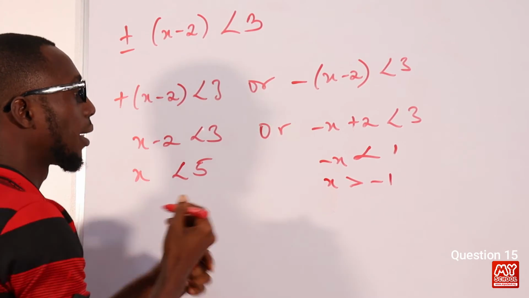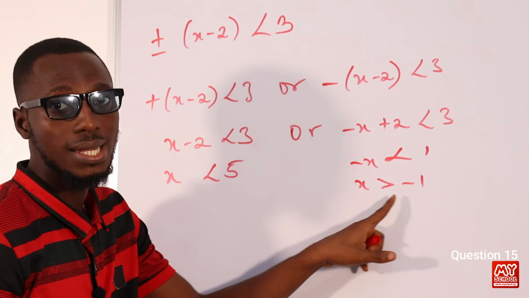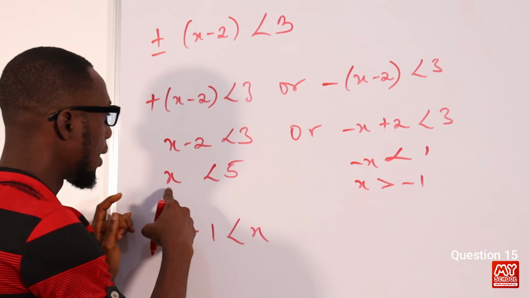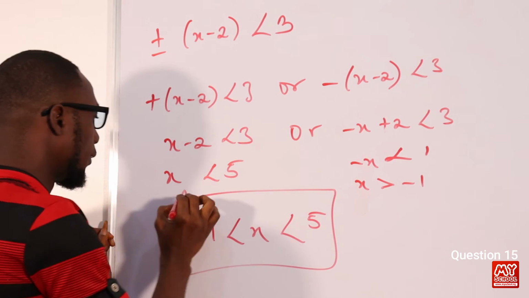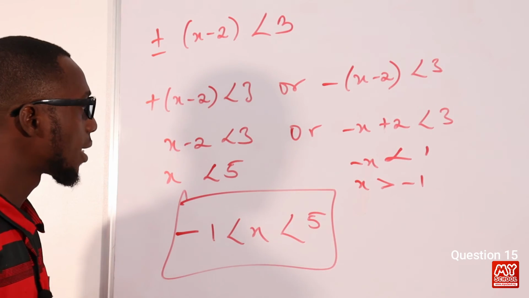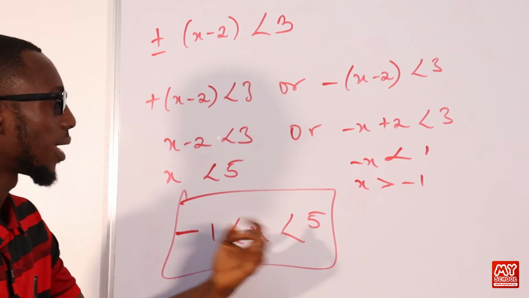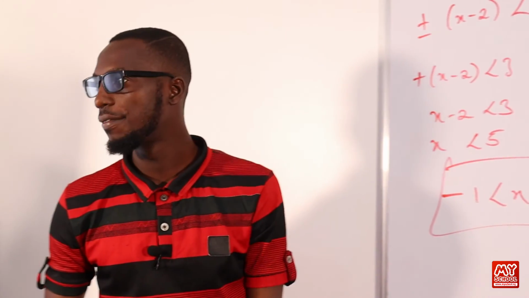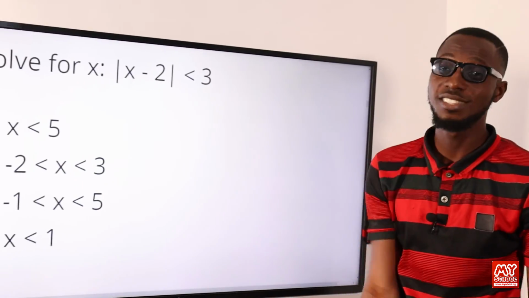So whatever we are bringing together to form an inequality is telling us that minus 1 is less than x, and x is less than 5. So minus 1 is less than x, or x is bigger than minus 1, then x is smaller than 5. Let's see where we have minus 1 and 5. We have that in option C. So option C is the option we are looking for.